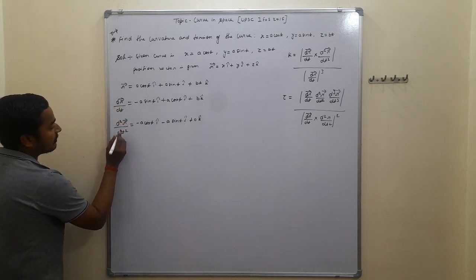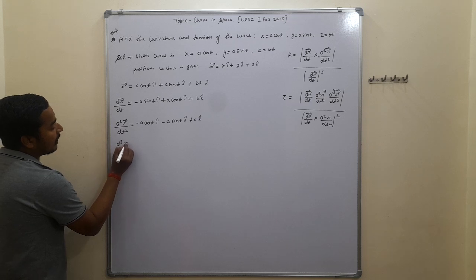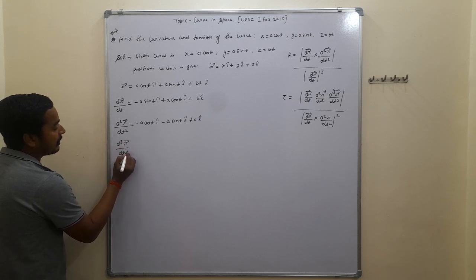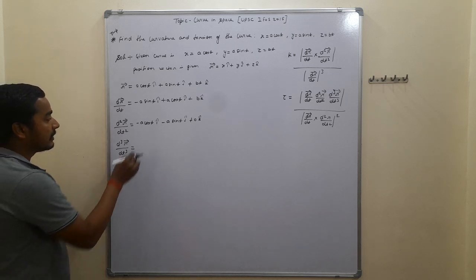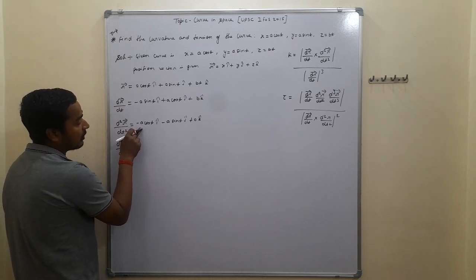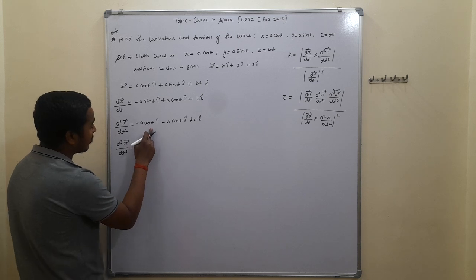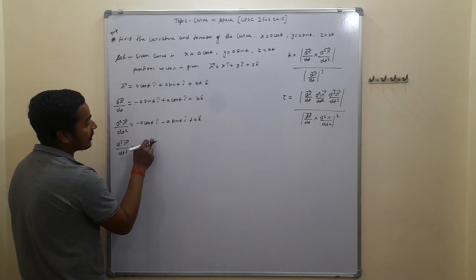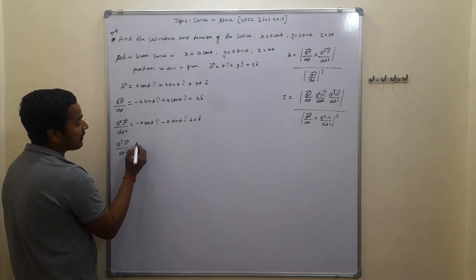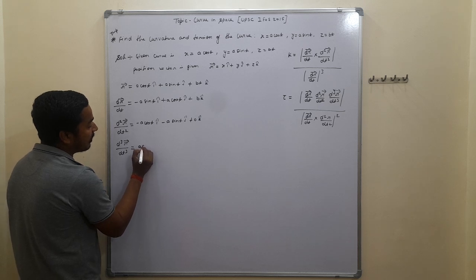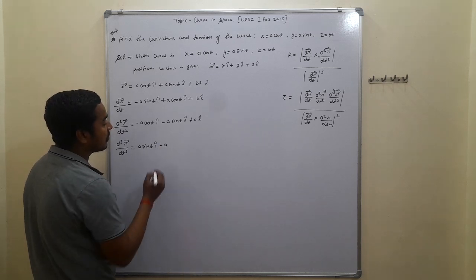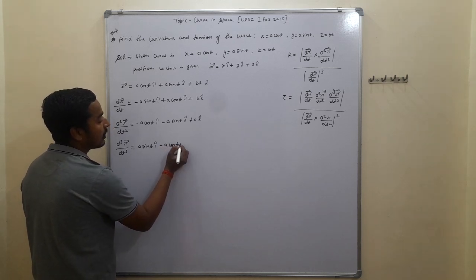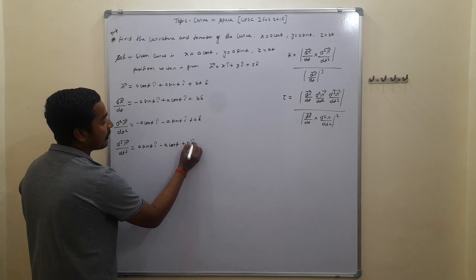Further we have to calculate d3r/dt cube. Again differentiating d2r/dt square with respect to t, minus a is already present and cos t differentiated gives minus sin t, and since minus is already present, we write plus a sin t i cap. Here minus a sin t differentiated gives cos t, so minus a cos t j cap, and plus 0 k cap.